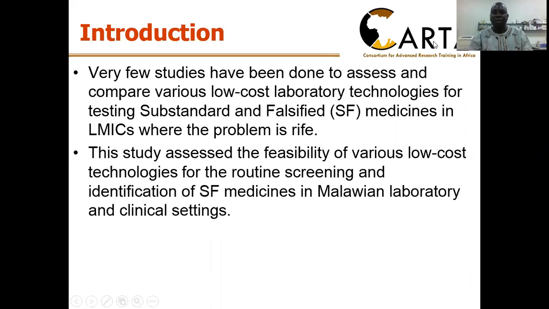It is for this reason that we aim to assess the feasibility of various low-cost testing techniques for routine screening and identification of substandard and falsified medicines in Malawi. As I have read, the normal methods of identifying substandard and falsified medicines are very expensive, which is beyond the reach of the majority of the lower income countries.